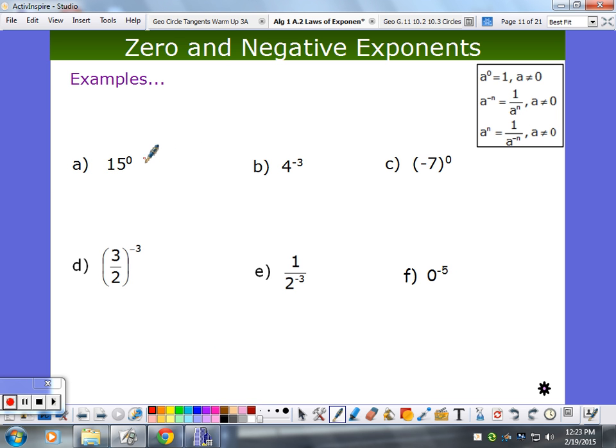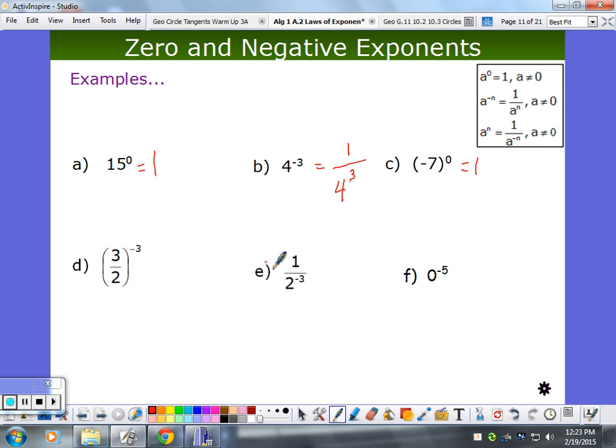First of all, let's do them in order here. What's 15 to the 0 power? We're doing them in order. I'm going to go to C. Negative 7 raised to the 0 power. All right, what's going on here? Is this happy, 4 to the minus 3? 1 over 4 to the 3rd power. Now it's happy. Right, positive over positive.